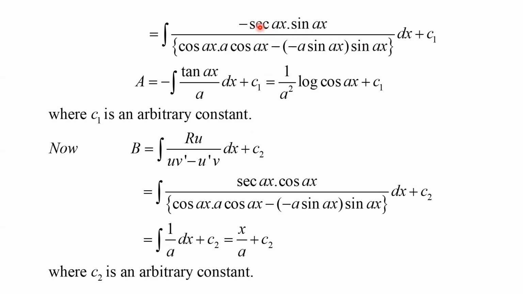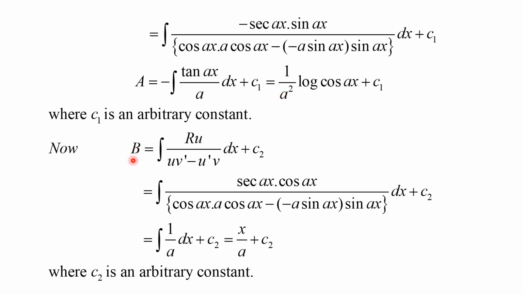Now simplify this. Sec ax is equals to 1 upon cos ax. So this will be sin ax upon cos ax, so is equals to tan ax. And here a into cos square ax plus a into sin square ax, and we know that sin square ax plus cos square ax is equals to 1. So now integrate this term. Integration of minus tan ax is equals to log cos ax upon a. So this is the value of a.